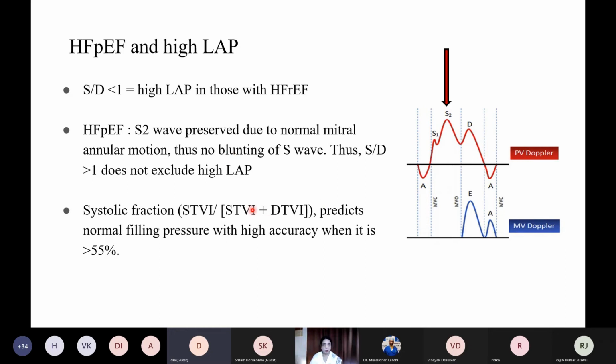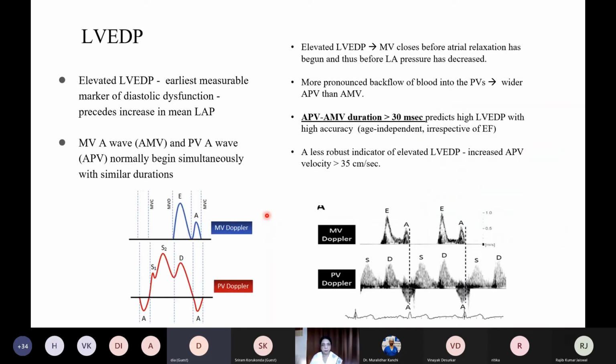This is a very important concept, and I have seen many patients. I do these systolic fractions for almost every patient, and I have correlated it clinically. Patients do tell me that they are breathless when this fraction is less than 55%. Another important concept is left ventricular end diastolic pressure. That also one has to understand. Elevated left ventricular end diastolic pressure is the earliest measurable marker of diastolic dysfunction, and it precedes increase in mean LAP. Increase in mean LAP takes a little bit of time to develop. But what is most important and very sensitive is the elevation of left ventricular end diastolic pressure.